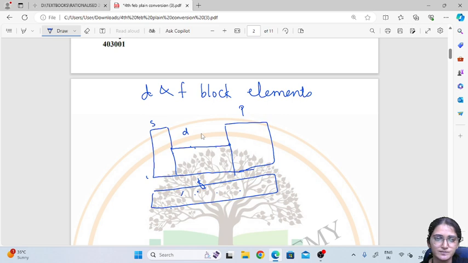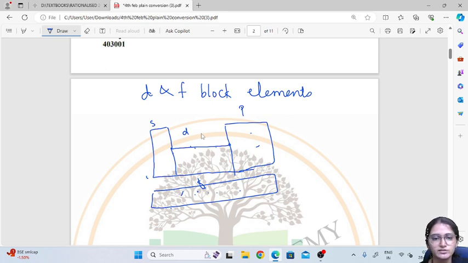The reason is we have metallic character in the elements of the S block and non-metallic character in the P block. So going from metallic to non-metallic character, we have these elements which are called D block elements. That's why there is a transition happening from metallic to non-metallic character, which is termed as transition elements. Okay, and the F block elements are called inner transition elements.